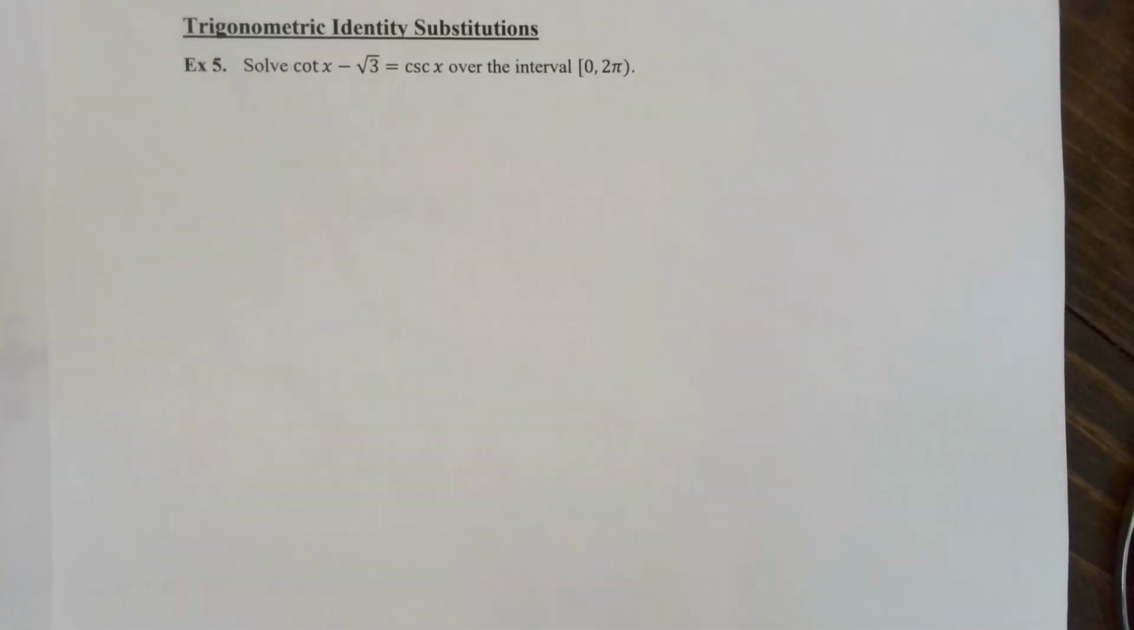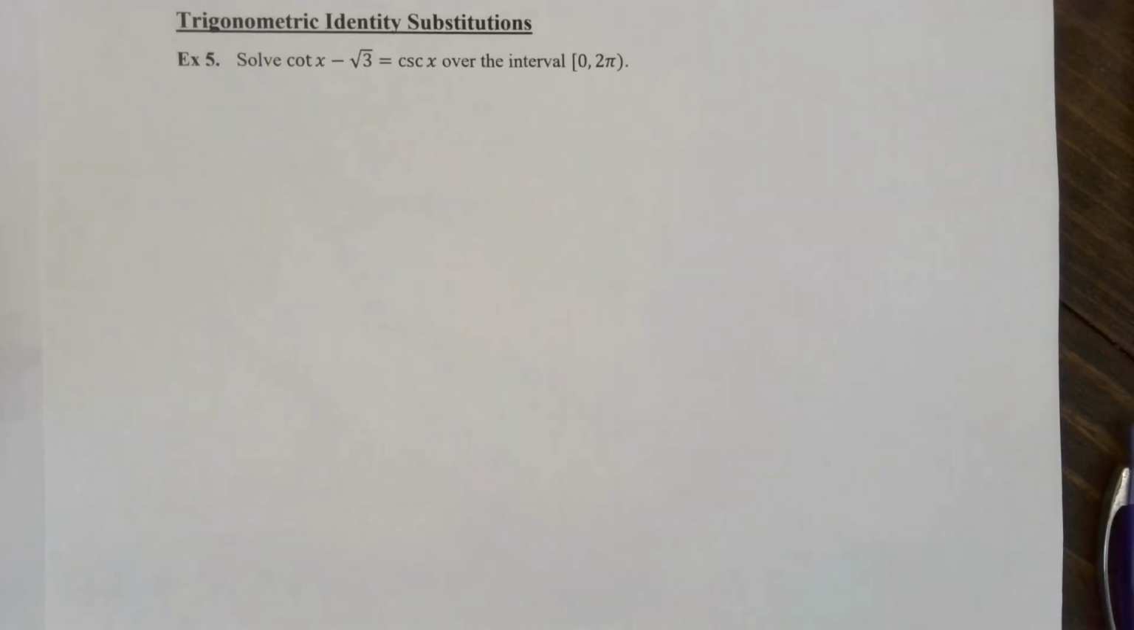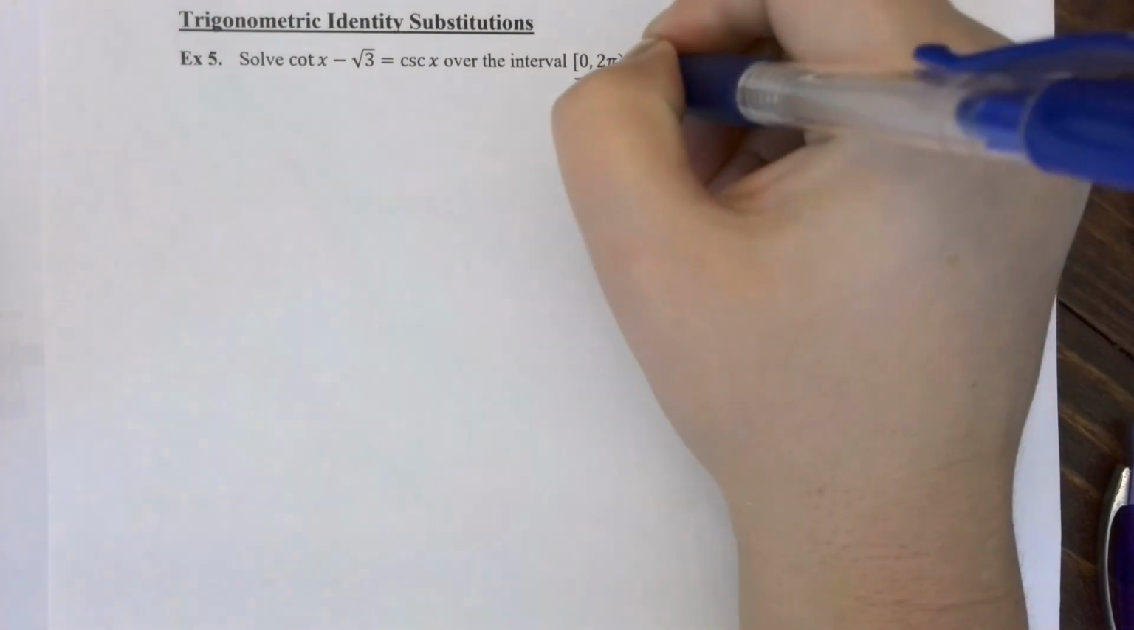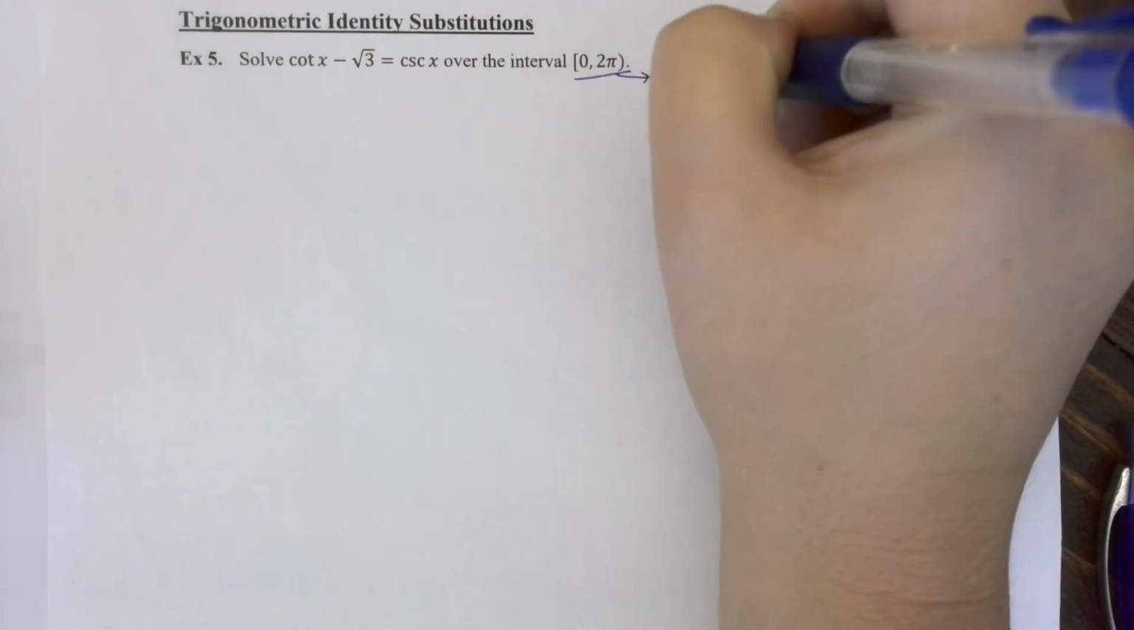Example 5, so trigonometric identity substitutions. Okay, so we're going to use identities to substitute in and solve this equation. Our interval is in radians, so then our answer is going to be in radians.